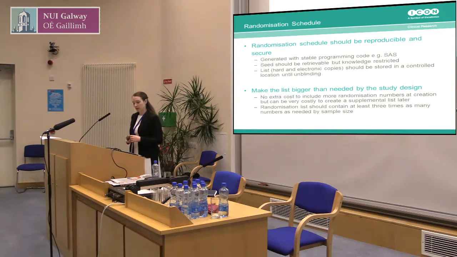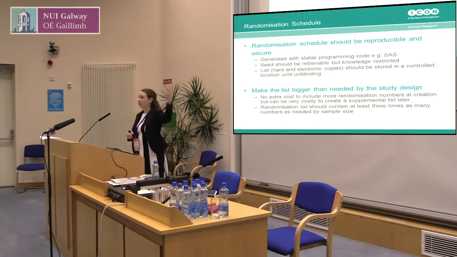So a randomisation schedule is a list of treatment allocations of random numbers and treatments. It should be a schedule that is reproducible in case you ever need to go back and recreate it, and it should be kept securely so that nobody has access to it during the trial who shouldn't be able to see it. It needs to be generated with stable programming code, and this goes back to being reproducible. Excel has a random number function, but every time you do any cell change in Excel, all those random numbers change. So that's not stable. That'll be different every time you go to it. So you need to have something that you can fix and know that it will be performing as expected in a repeatable way each time.